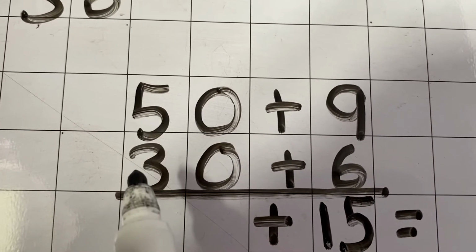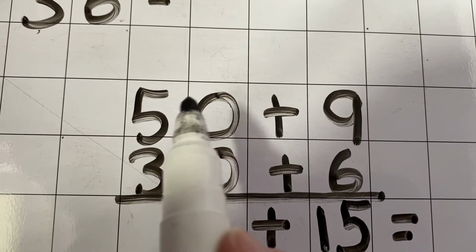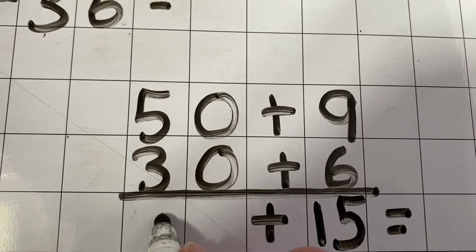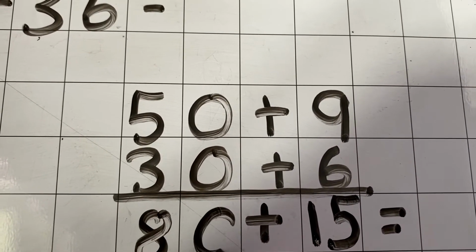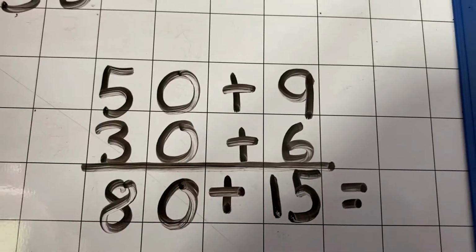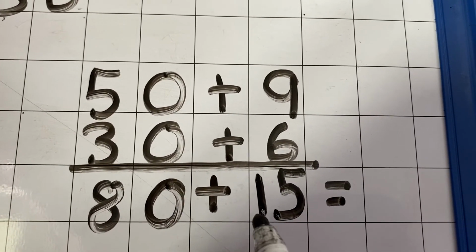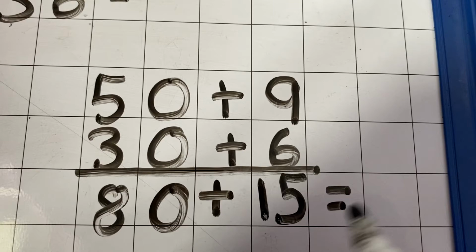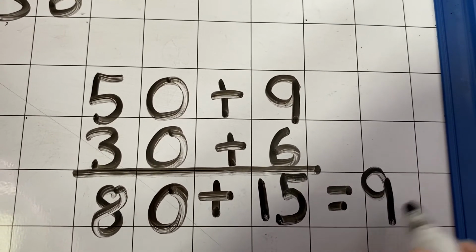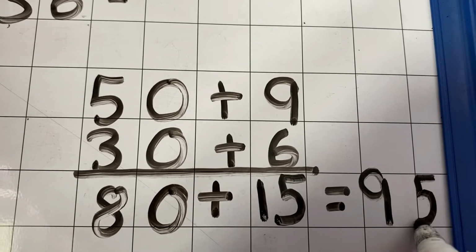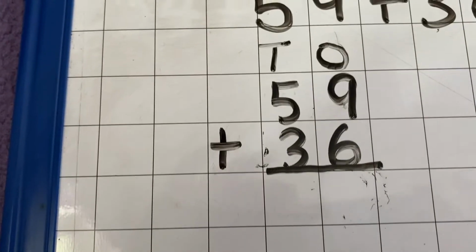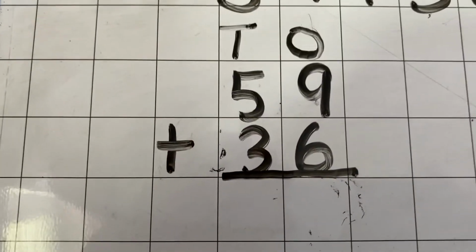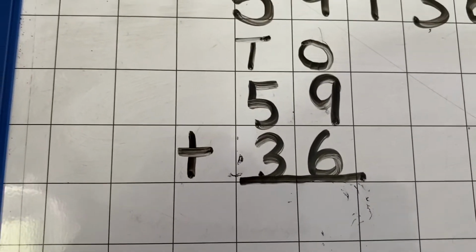Here, 5 tens add 3 tens, 50 add 30 will be 80. Children now have to add 80 and 10 to make 90, add the 5 to get to 95. When children are secure at using the expanded method, they can move on to using the compact method.